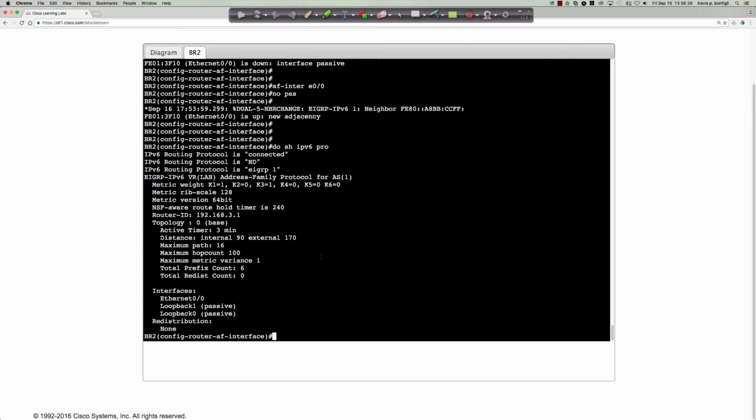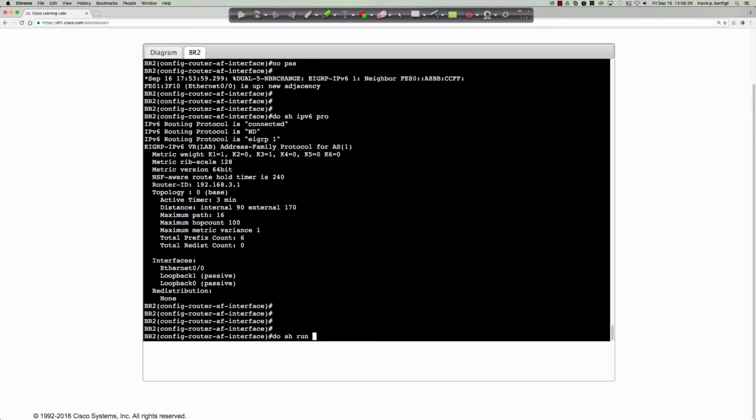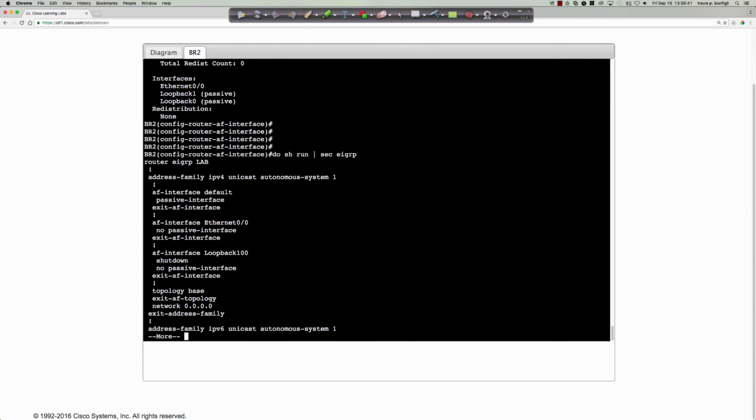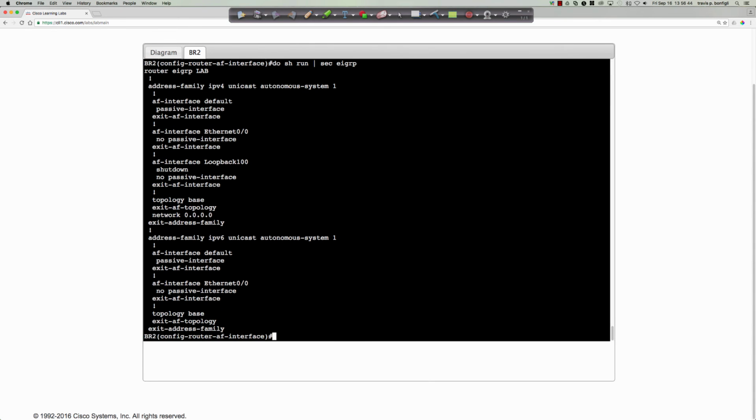If we were to take a look at the section itself, how about do show run section EIGRP? And this is really the major benefit of named mode, that now when I say do show run section EIGRP, we have a single contiguous configuration section for both IPv4 and IPv6, and it's all tightly and nicely packaged here so that we can get a nice look at everything that we would need to see.